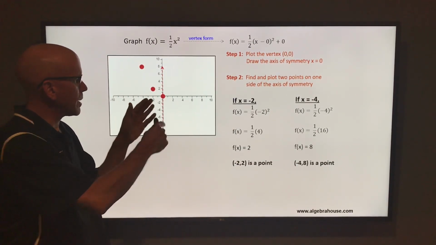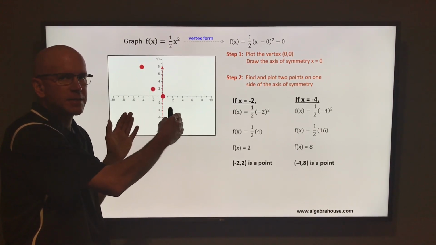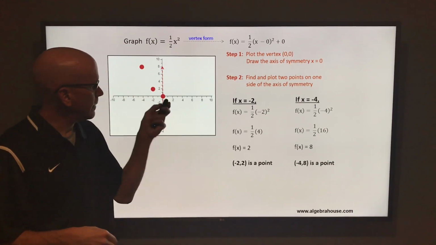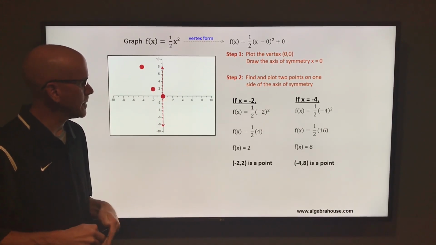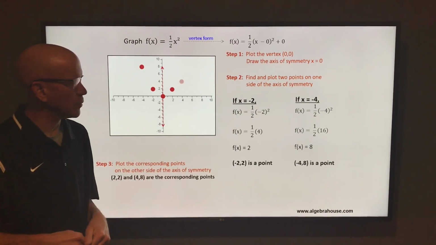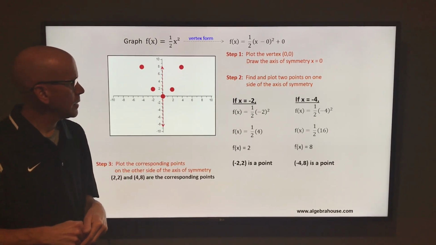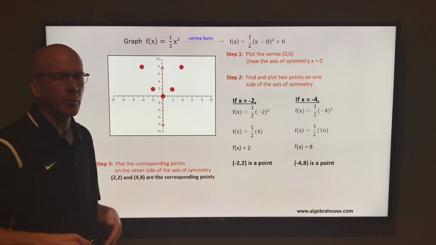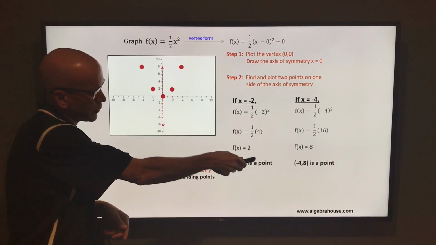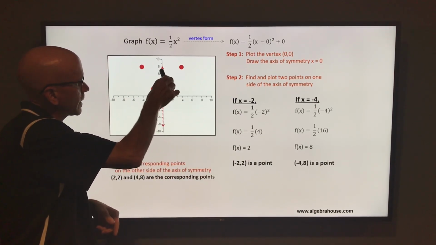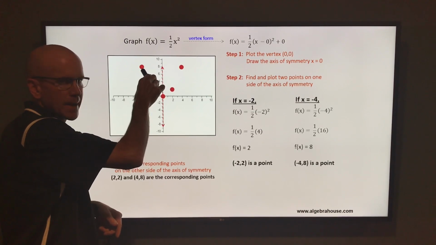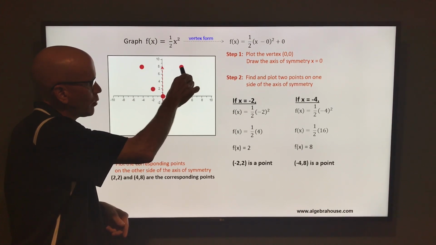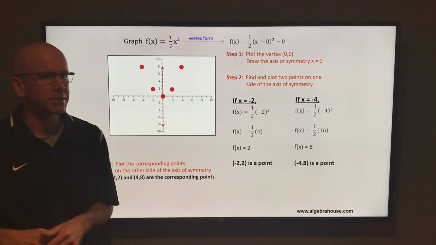Remember, this axis of symmetry splits this into two mirror sections. So this point right here, negative 2, 2, if that's on the left side of the axis of symmetry, the point that matches that on the right side would be at positive 2, 2. It's just 2 to the left of the axis of symmetry, so go 2 to the right, and the y-coordinate will be the same. Likewise up here, this point that we had at negative 4, 8, negative 4 is 4 to the left of the axis of symmetry, so go 4 to the right of the axis of symmetry. That point would have coordinates of positive 4, 8.